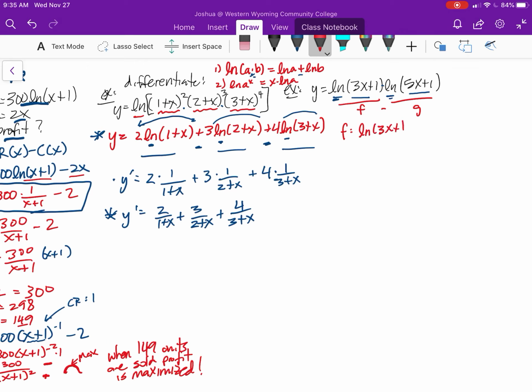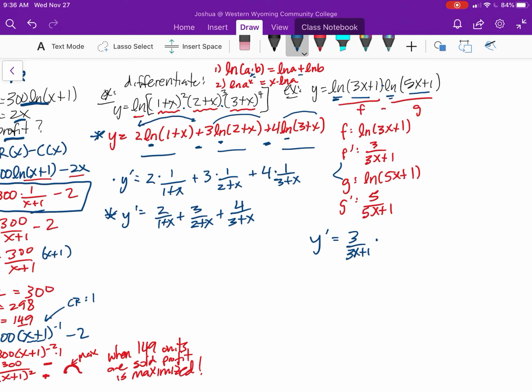F is ln 3x plus 1, f prime. Here's the good news. Derivative is easy, right? Derivative of the inner function is 3 over 3x plus 1. G, ln 5x plus 1. G prime, derivative of the inner function, 5 over 5x plus 1. So the derivative, using product rule, f prime g, 3 over 3x plus 1 times ln 5x plus 1, plus f g prime, ln 3x plus 1 times 5 over 5x plus 1.